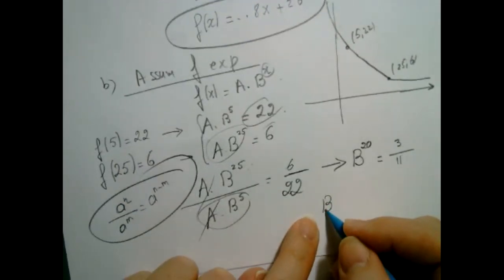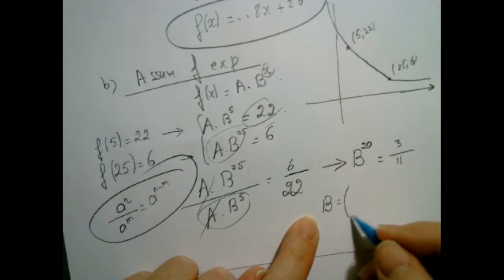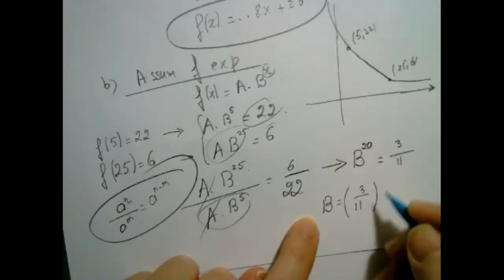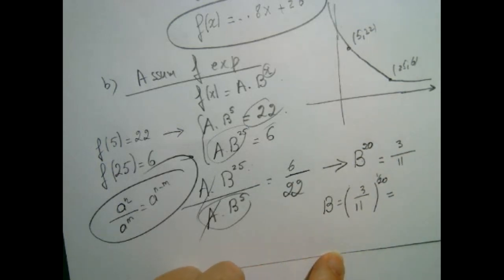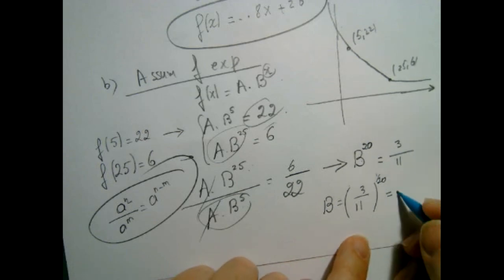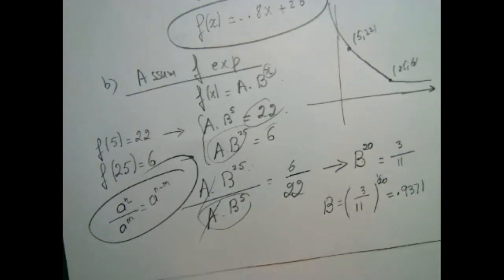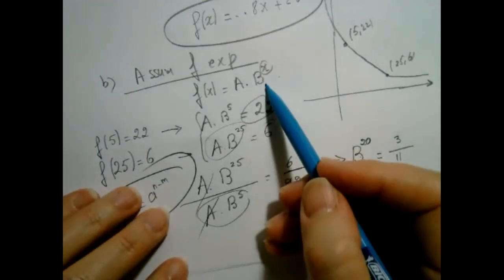And now I need the b. So the b is the 20th root. It means 3 over 11 to the power 1 over 20. And now we evaluate the b. And I don't know how much we get. 3 over 11 to the power 1 over 20. Unless you get anything else, I'm getting 0.9371. So that gives me the b.